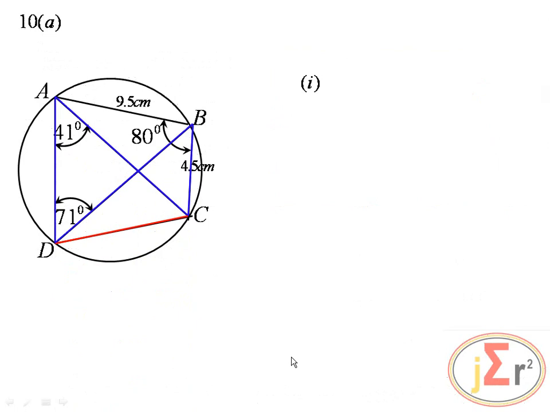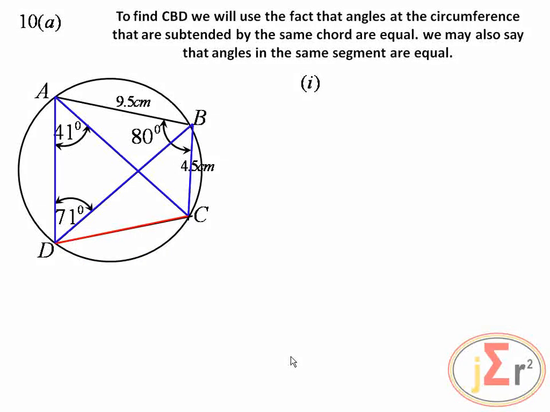What do we need to find first? We need to find the angle CBD. The angle CBD may be found by making use of the fact that angles at the circumference that are subtended by the same chord are equal. We may also say that angles in the same segment are equal.